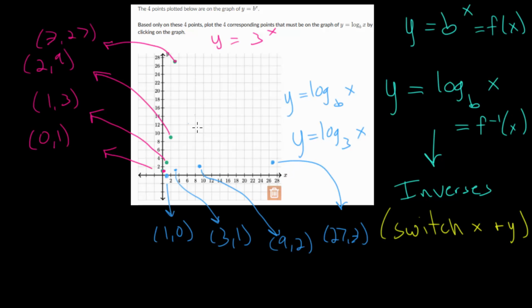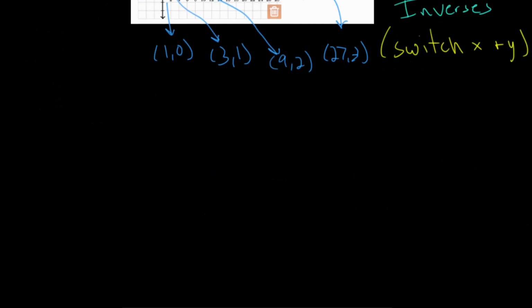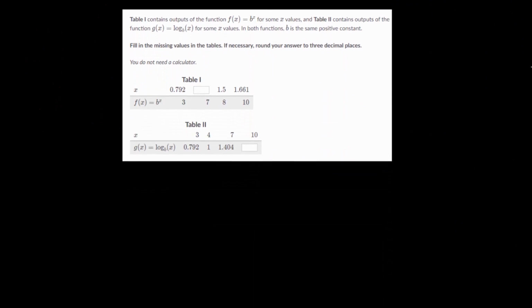So if you see a problem like this, the general idea is just to switch the x and the y values when you understand that exponential and logarithmic functions are in fact inverses of each other. So let's do one more problem. Again, it's slightly different. This time we're dealing with a table rather than a graph. But it's the exact same strategy as the problem before.